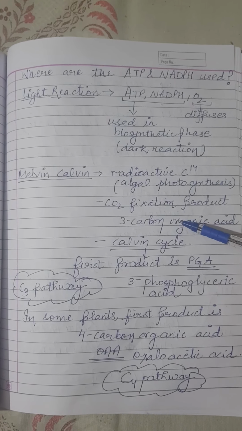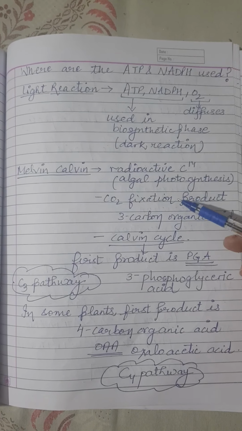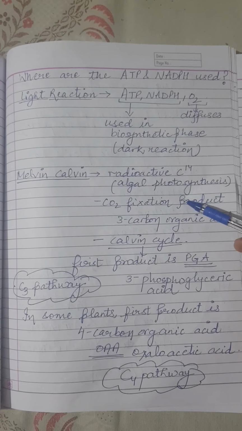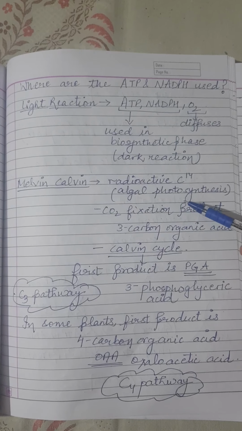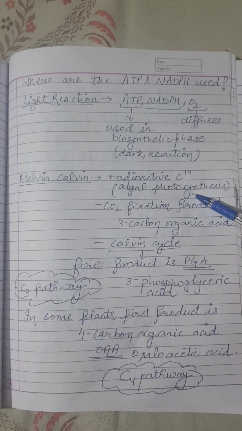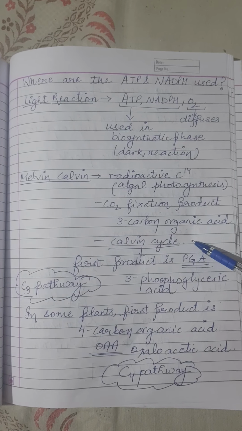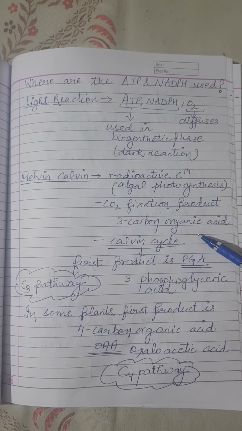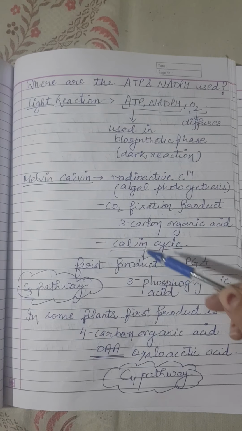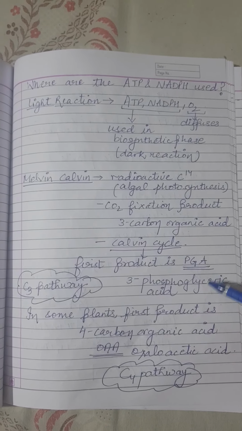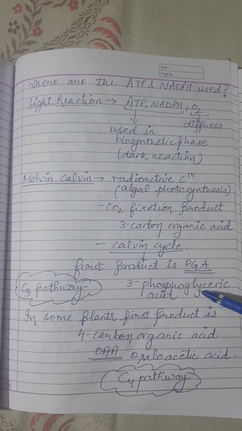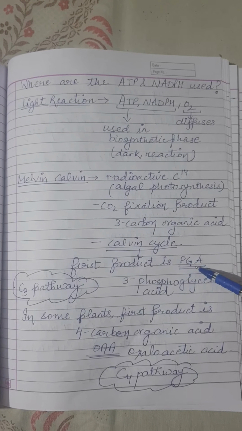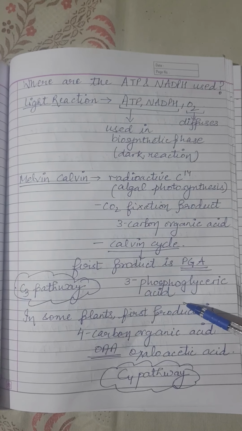There was a scientist, Melvin Calvin, who used radioactive C14 carbon in understanding algal photosynthesis. He came to the point that the carbon dioxide fixation product is a 3-carbon organic acid. There was a cycle of events which he discovered, so it is also called the Calvin cycle. The first product is PGA, that is 3-phosphoglyceric acid.